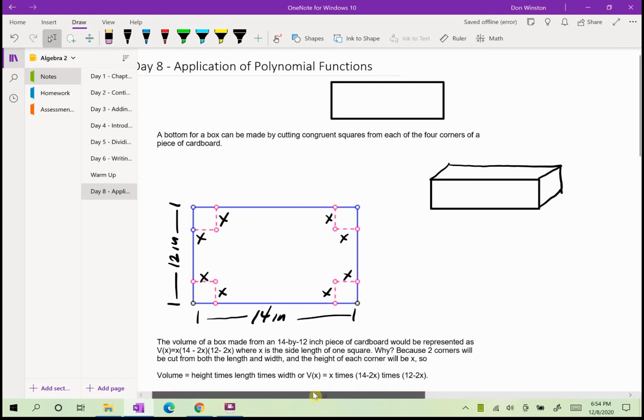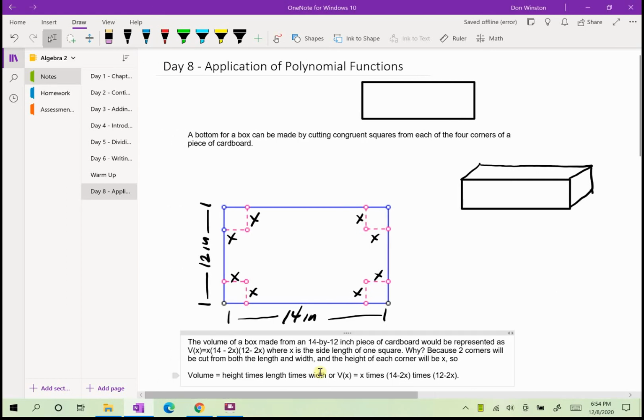Okay, good morning, everyone. Today we'll take a look at application of polynomial functions. You will have a take-home test and a problem like this, so please pay close attention. This problem is quite important in mathematics. You will see this problem a lot in calculus, but we'll take a look at it the Algebra 2 way.